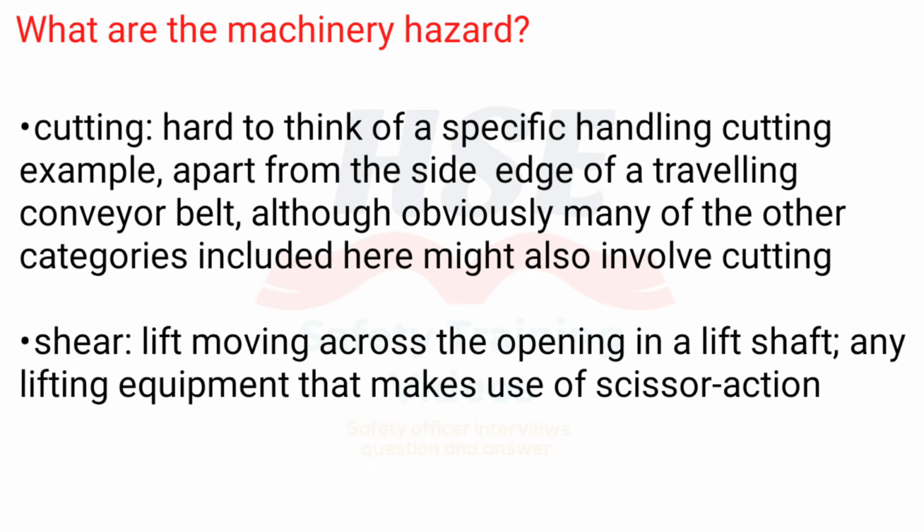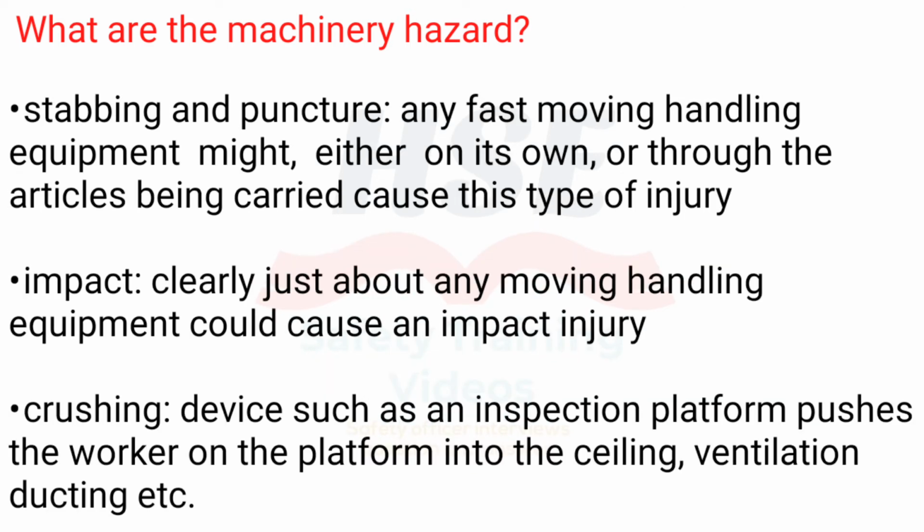Cutting: hard to think of a specific handling cutting example, apart from the side edge of a traveling conveyor belt, although obviously many of the other categories included here might also involve cutting. Shear: lift moving across the opening in a lift shaft, any lifting equipment that makes use of scissor action. Stabbing and puncture: any fast-moving handling equipment might, either on its own, or through the articles being carried, cause this type of injury.